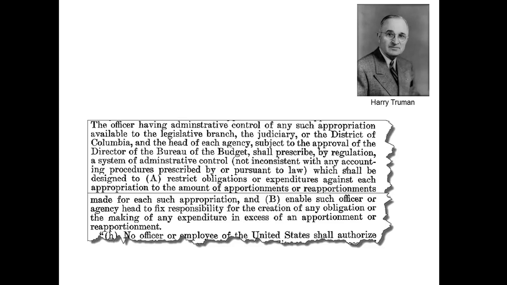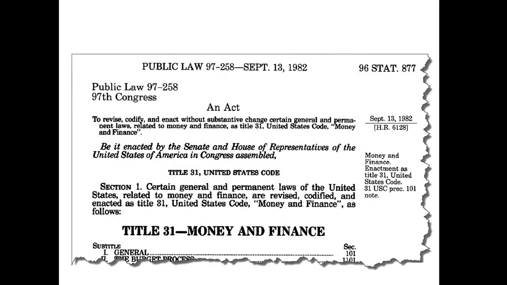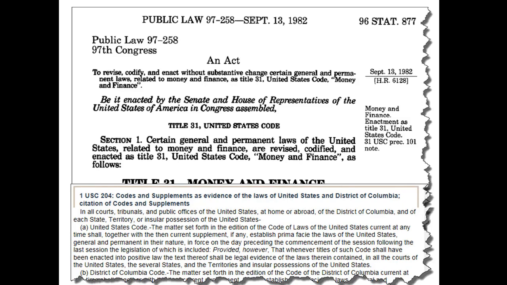So, to reiterate, we can see that the Anti-Deficiency Act is not one single piece of legislation. Rather, it's a collection of legislation that started in 1870 and has continued into the present day. Handily, for us, in 1982, Congress actually took all of this body of law, revised it, codified it, and enacted it into positive law in Title 31 of the United States Code in a section called Money and Finance. Now we have a place where we can actually find something called the Anti-Deficiency Act. By codifying all the relevant legislation and enacting it into positive law, Congress makes that law the legal evidence of the laws therein contained.